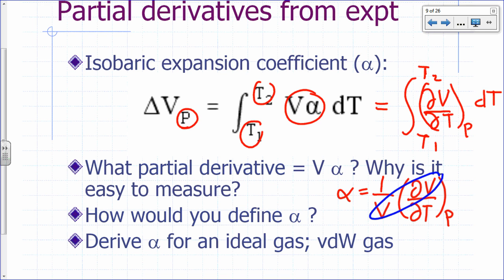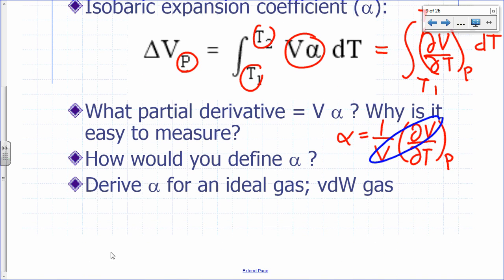What was the alpha for an ideal gas? So alpha for the ideal gas we derived was just equal to 1 over T. And your assignment was to derive alpha for a van der Waals gas, right?